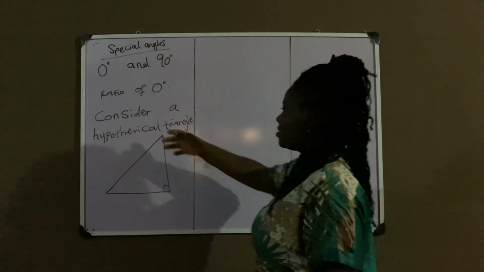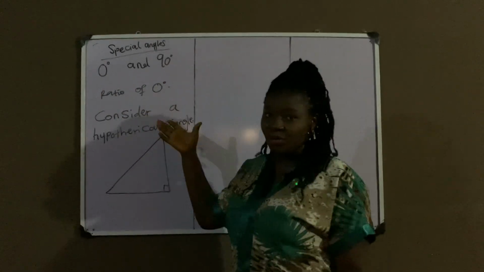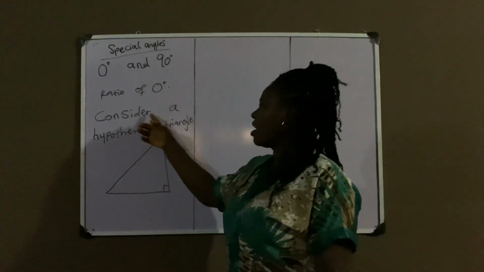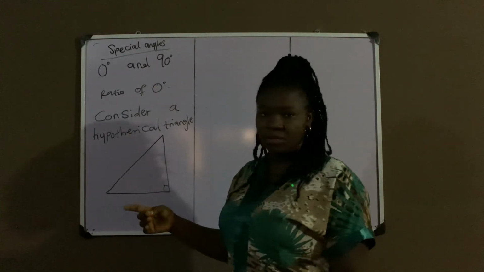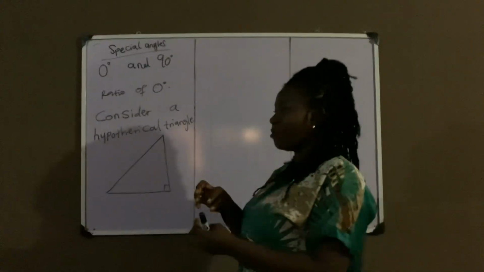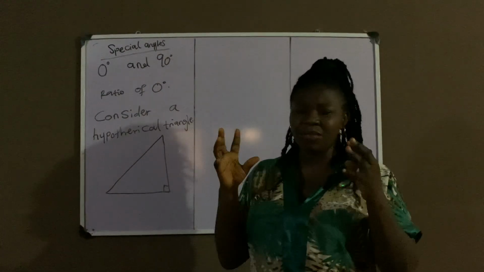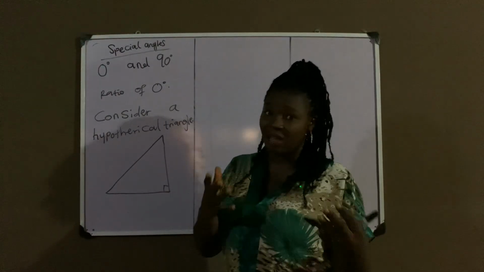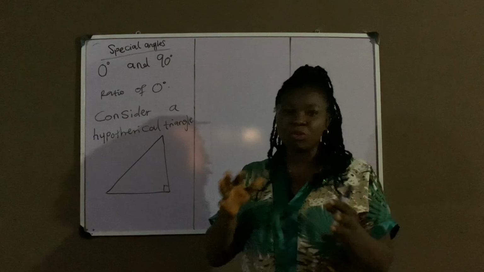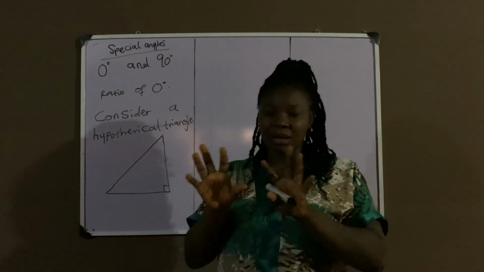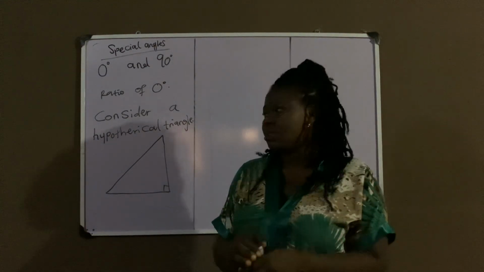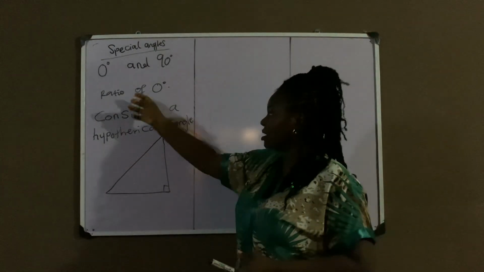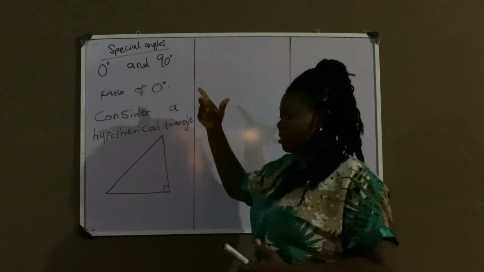Now first, we want to take the first ratio, which is what? The ratio of 0 degree. Now we are to consider a hypothetical triangle. This hypothetical triangle is a type of triangle that is being imagined. That is something you have in your thoughts. It's not something physical anywhere, because let's just put it this way, that hypothetical triangle is a type of triangle that does change. So we are to consider this hypothetical triangle in trying to get the ratio of 0 and 90 degree.